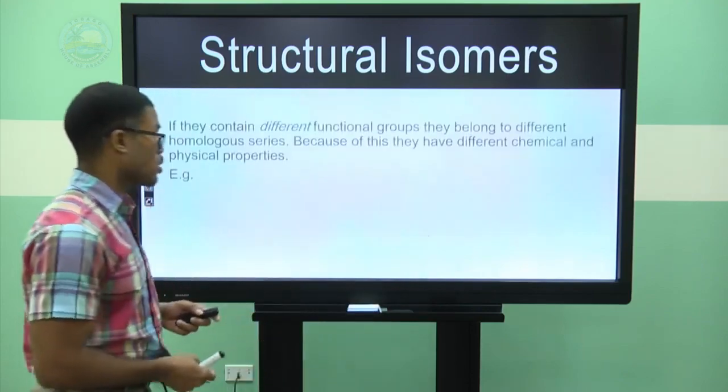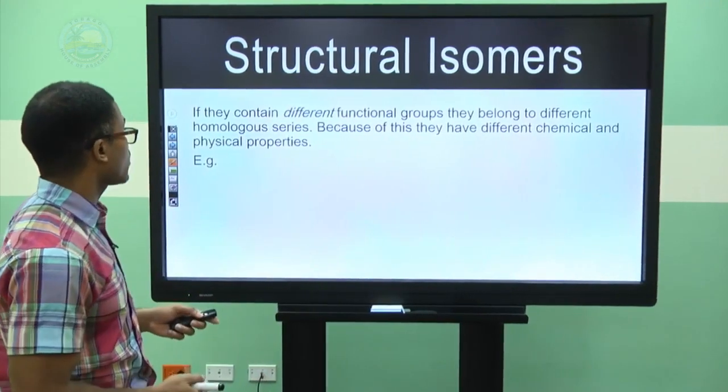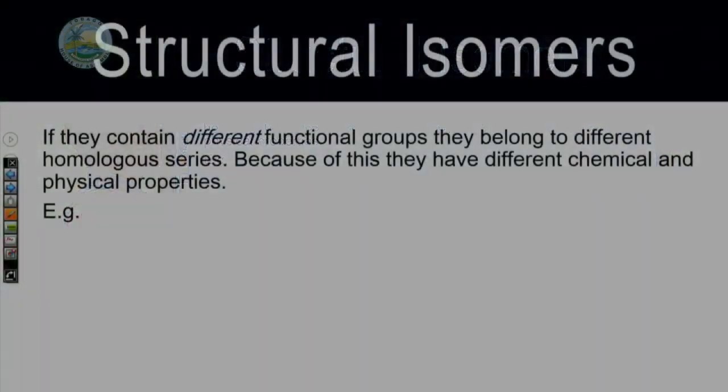So let's look at those that are of different homologous series. So we have another example. If they contain different functional groups, they belong to different homologous series. And that is of course straightforward. They don't have the same functional groups, so they won't be in the same homologous series. Now, because of this, they have different chemical and physical properties.